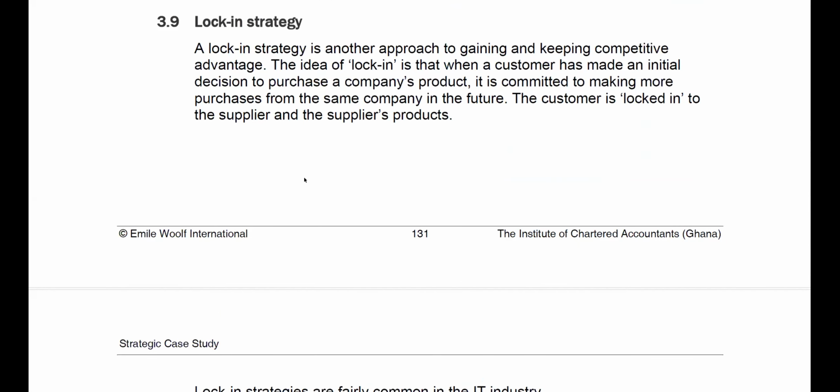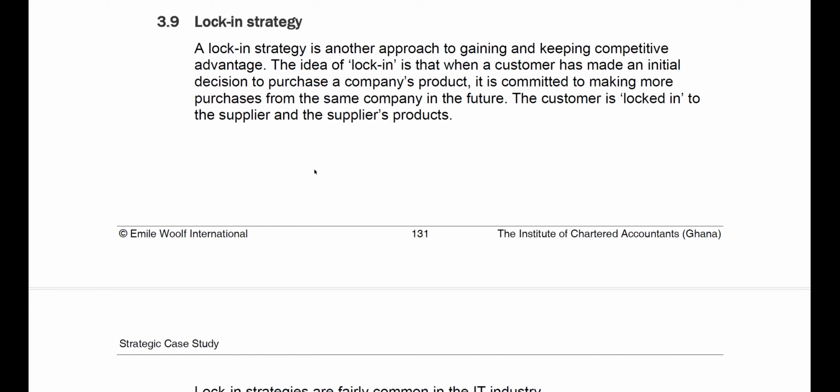So what then is a lock-in strategy? A lock-in strategy is another approach to gaining and keeping competitive advantage. The idea of lock-in is that when a customer has made an initial decision to purchase a company's product, it is committed to making more purchases from the same company in the future. You remember that hot traffic. So how do we keep our hot traffic from still buying from us? You have to lock in that customer.